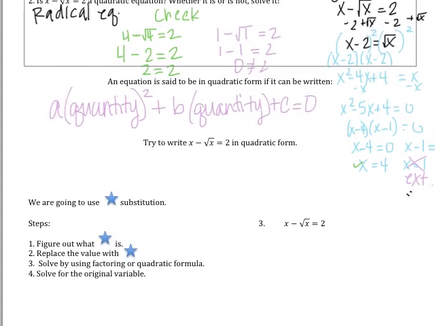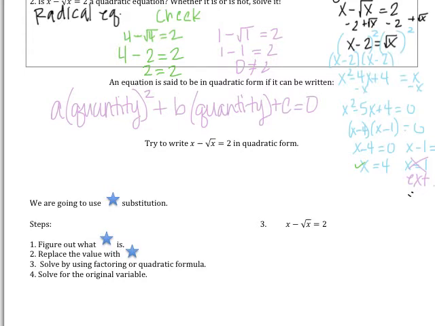So if I wanted to write this equation in quadratic form, first I would get it equal to 0 like we have been doing. And then I would say, okay, my quantity that's being squared, or even easier, that quantity that's in the middle, is the square root of x. And I'm looking to make sure, is this first thing the middle thing squared? And it is. So then you can either use a star or a u. Let's use a u at first. So I'm going to let u be the square root of x. So that means that this first term is the square root of x squared. This next term is 1 times the square root of x minus 2 equals 0.